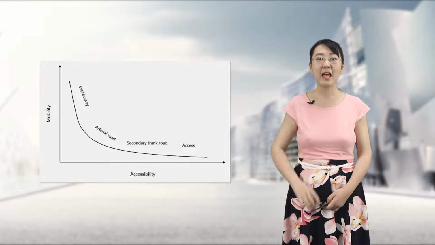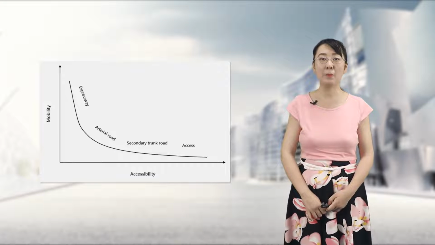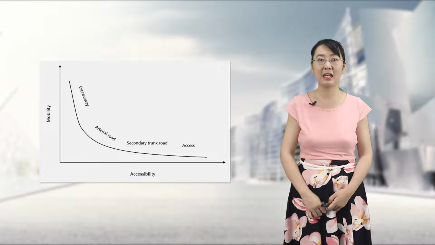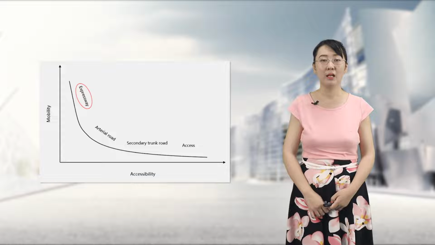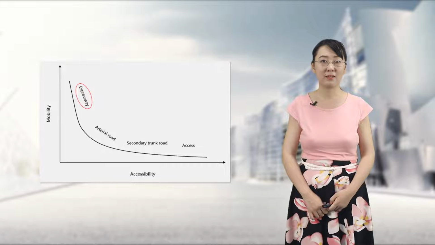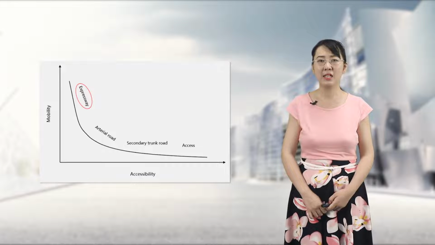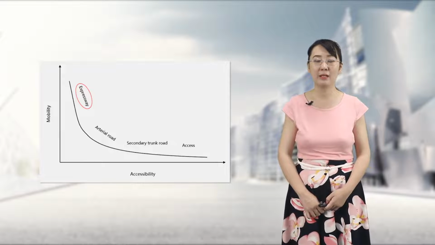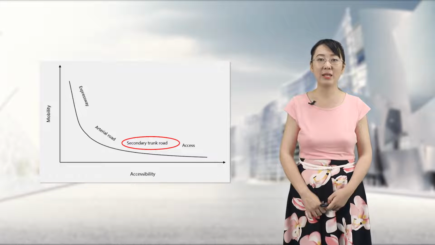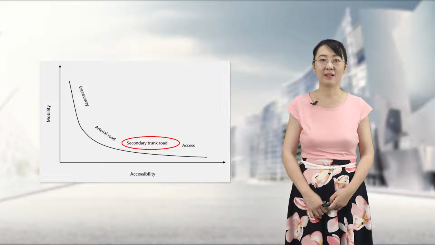The figure illustrates the relationship between mobility and accessibility of urban roads. The urban expressway has the highest mobility but poor accessibility, which is mainly used for long-distance trips. The side roads have the lowest mobility but the highest accessibility.